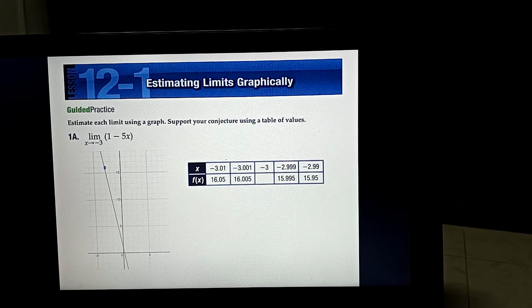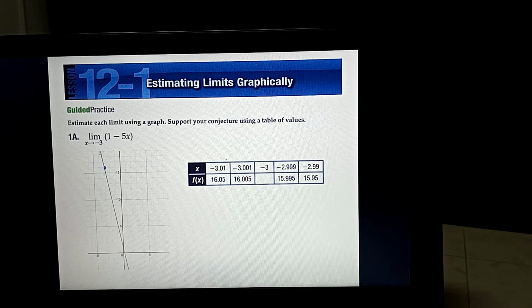Now, to take the guided practice of example number 1, we can draw the line. What is the slope of this line? It is negative 5. And the y-intercept is 1. So what is the limit of 1 minus 5x when x approaches negative 3? Negative 3, 1, 2, 3.